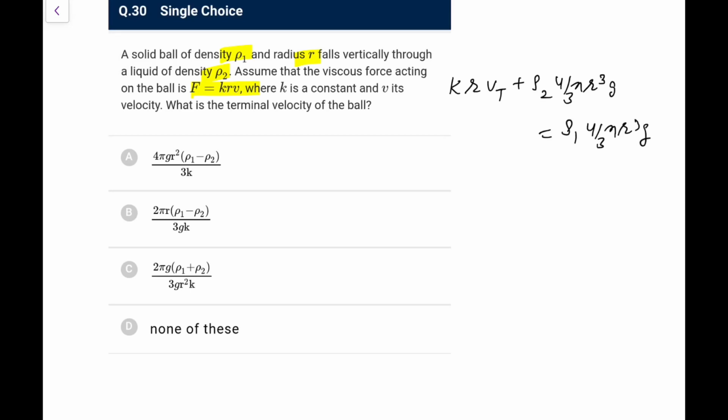That is the standard one you typically write, where 6 pi eta has become k. So going by this, vt comes out as ρ1 minus ρ2 into 4 by 3 pi, r square g, upon k. That would be the answer that we would be getting here. So as per this option, A will be the answer.